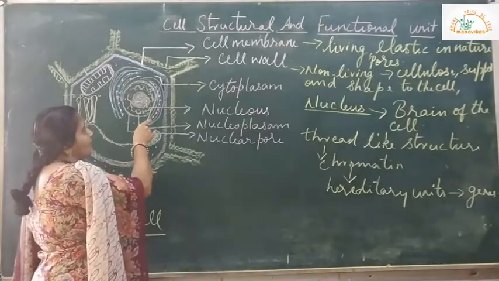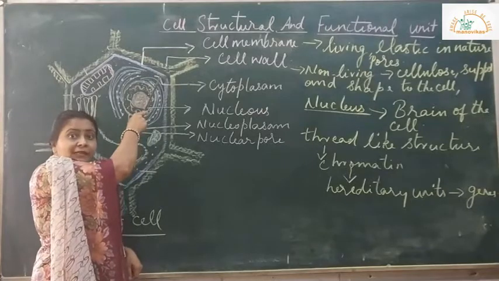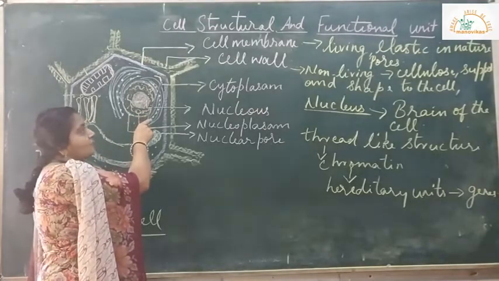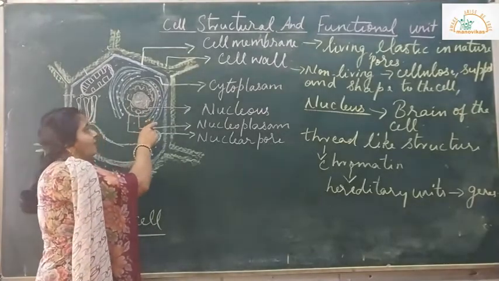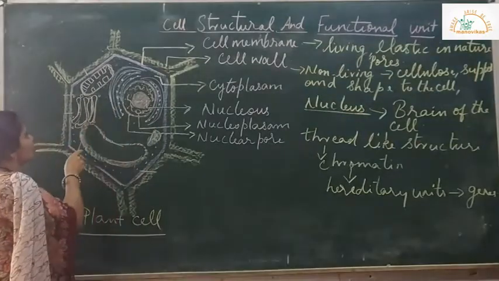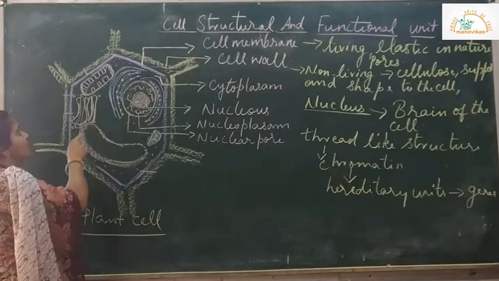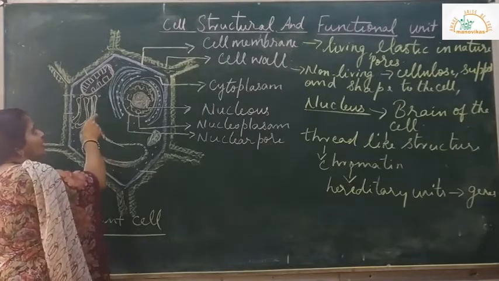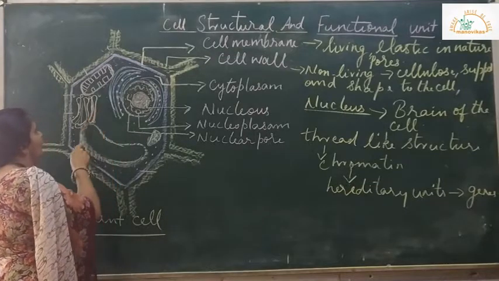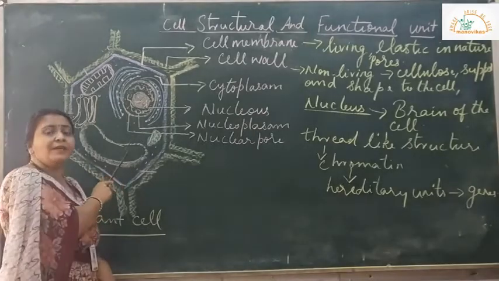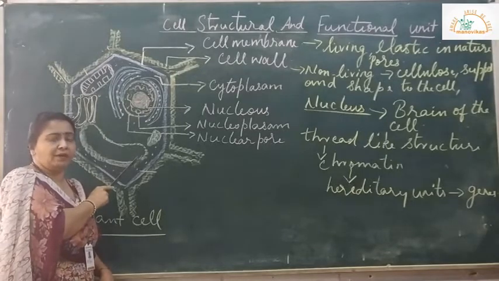And this is the cytoplasm. Cytoplasm is a jelly-like fluid present inside the cell, and all chemical reactions take place in the cytoplasm. You can see many specialized structures present inside the cell. These are called cell organelles. All these organelles we will be discussing in detail in the next class, children.